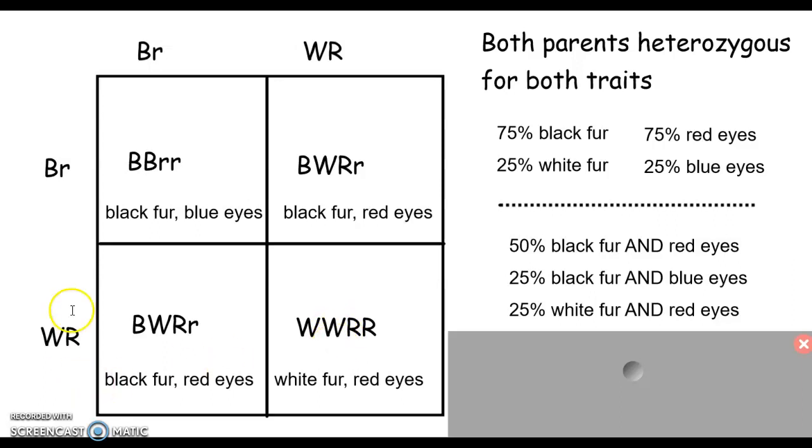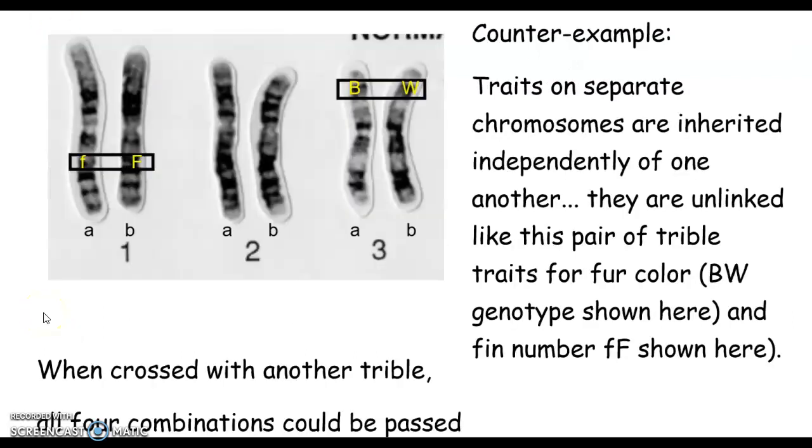Now we could do this with any combination of the alleles, right? It could be W little r and big B little r and so forth. Everything, any of the kinds of combinations we've thought about. I just thought it'd be interesting to look at the two parents who are homozygous for both traits. Let's take a look at a counterexample where traits are on different chromosomes, okay?